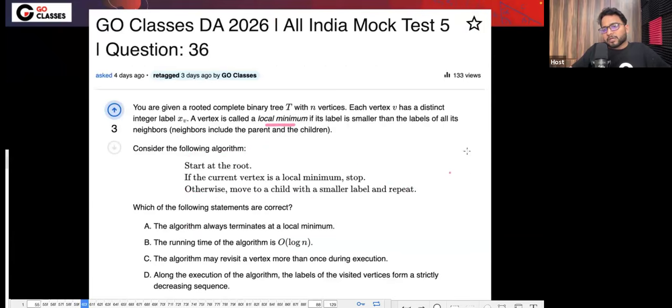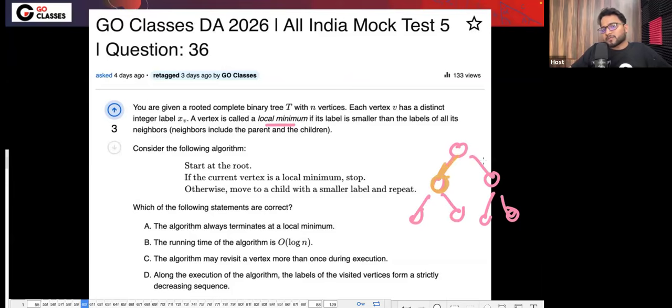I mean, minimum, as you know, is smaller than every neighbor, right? So start at the root. If the current vertex is local minimum, then stop. Otherwise, go to the child with a smaller label and then repeat. So basically they are saying in the tree you want to find out the local minimum. Local minimum means that it should be smaller than every neighbor, which includes children and parent. So basically they are saying you go to the smaller.